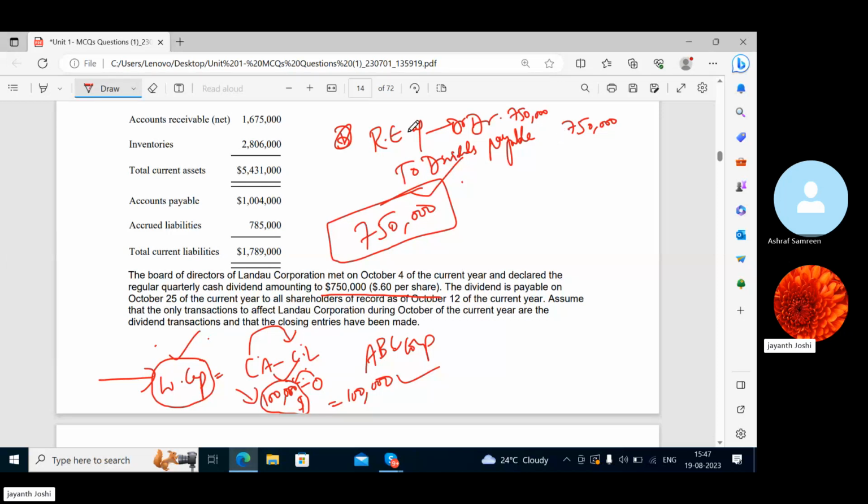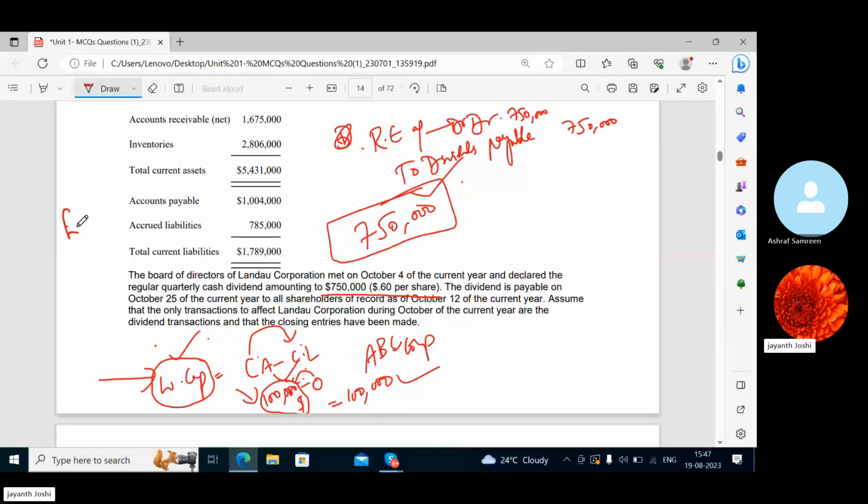So they will debit the retained earnings. Retained earnings are equity. Equity always shows a credit balance, but since the equity is going to decrease, we will show a debit. Okay. Let me be very clear.